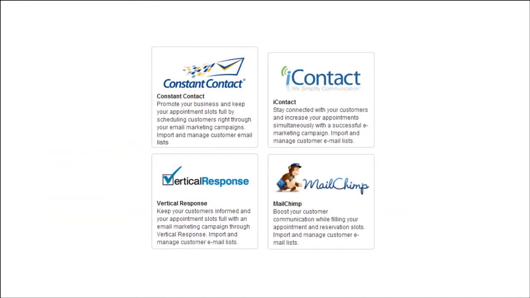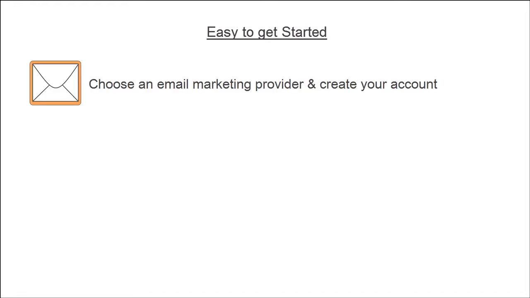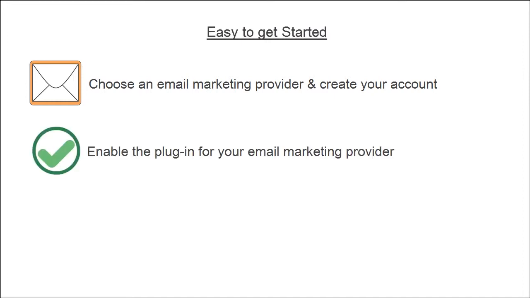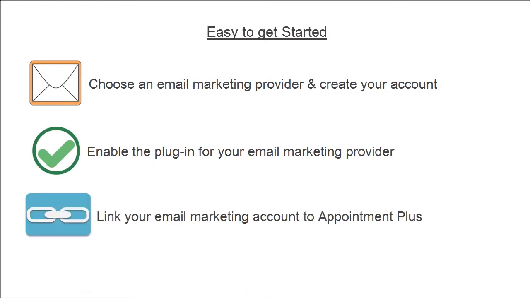Appointment Plus currently integrates with 4 email marketing systems: Constant Contact, iContact, Vertical Response, and MailChimp. You can set up email marketing with your Appointment Plus account with 3 easy steps. First, choose an email marketing provider and create an account through their website. Second, enable the Appointment Plus plugin for the email marketing provider you chose. Third, link your email marketing account to your Appointment Plus account.